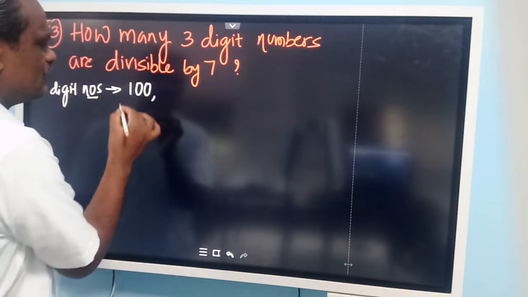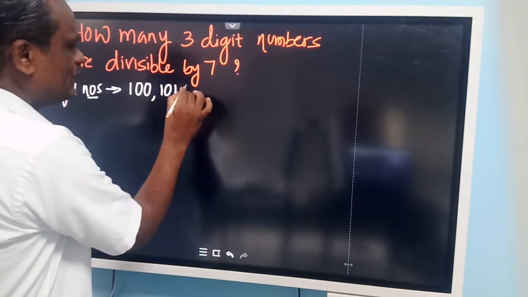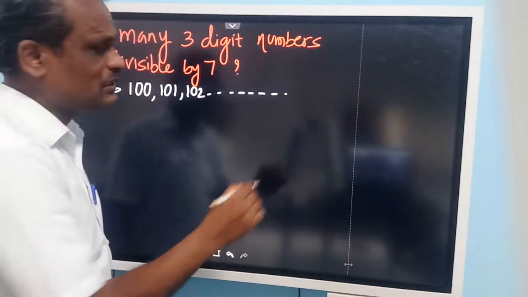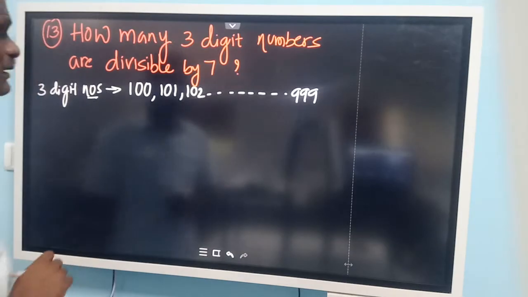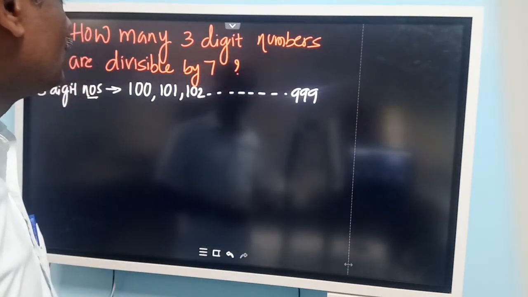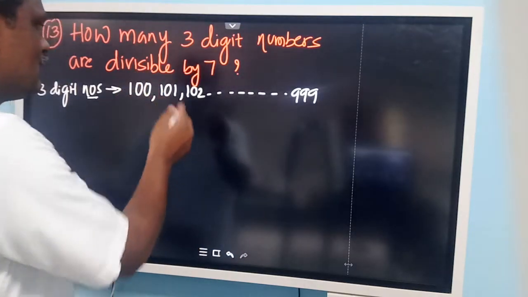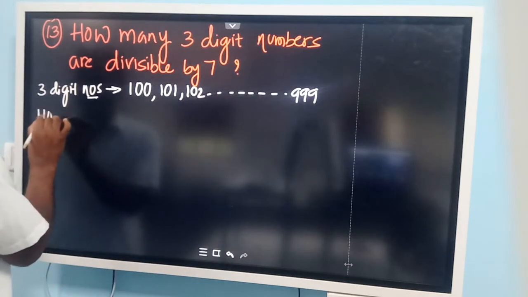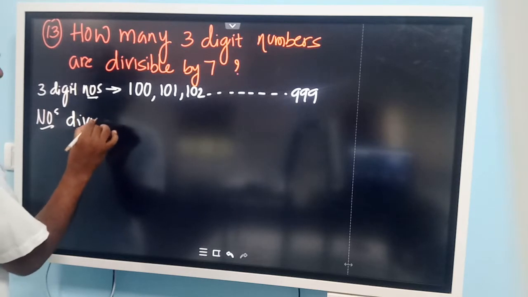It is 100. Then 101, 102, and so on. And the greatest 3-digit number, you know that it is 999. Among this group of numbers, you have to find out how many 3-digit numbers are divisible by 7. How many numbers are divisible by 7? We need to find the numbers divisible by 7.